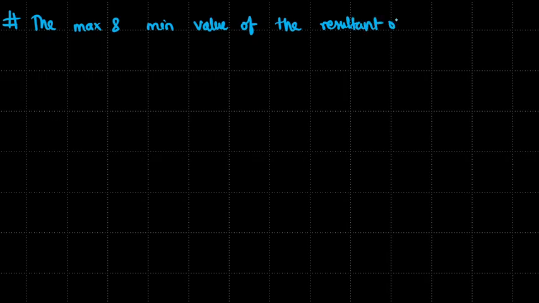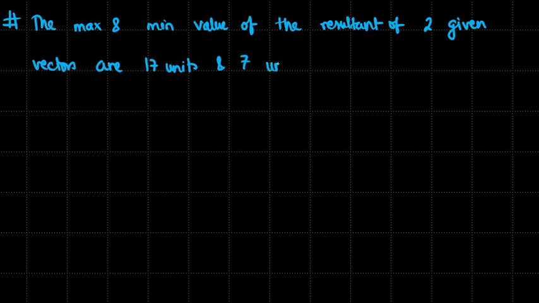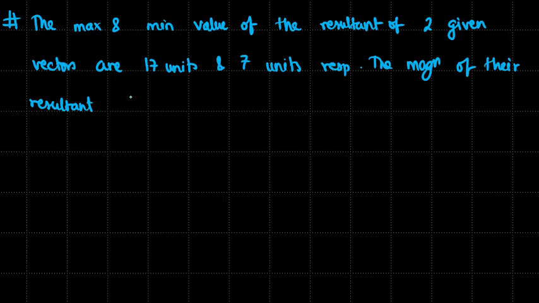Today we are going to do another question, which is the maximum and minimum value of the resultant of two given vectors are 17 units and 7 units respectively. The magnitude of their resultant is... So that's the question. Now we have to find what the answer is.